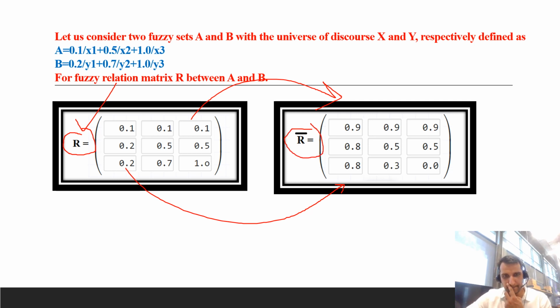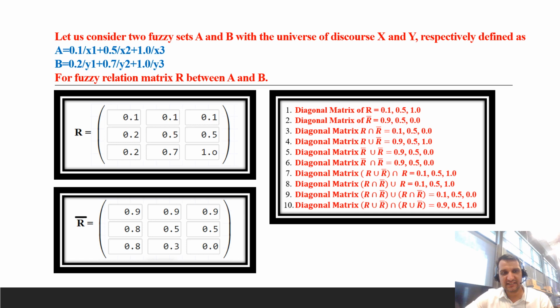Now in this assignment, different operations are asked. Question 1: the diagonal matrix of R. This will be the diagonal matrix of R, right? Then the diagonal matrix of R bar, that is R complement. So these are the diagonals, and these are the answers directly.